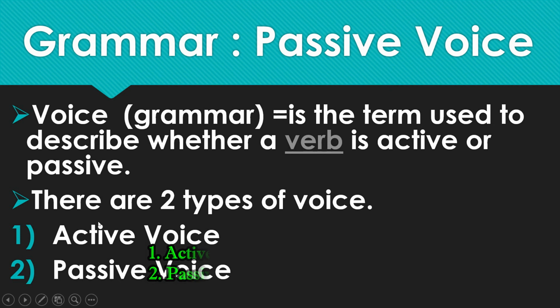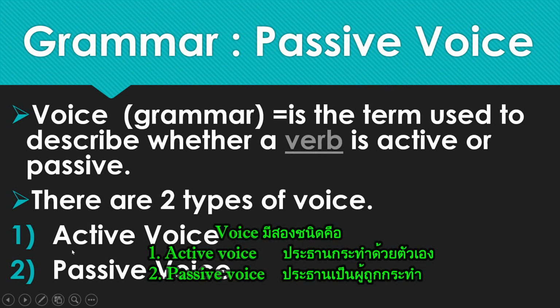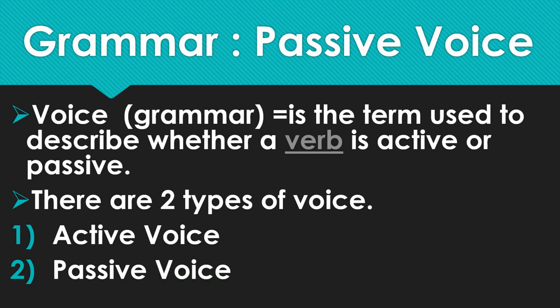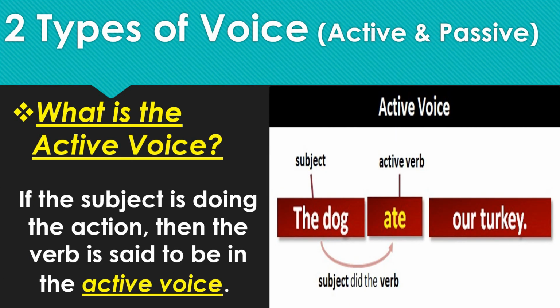So there are 2 types of voice. We have active voice and passive voice. Everybody, how many types of voice do we have in grammar? You have 2. We have active voice and we have passive voice. Right. So let's take a look at what are these two types of voice.